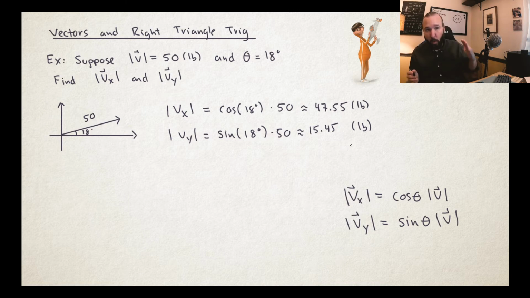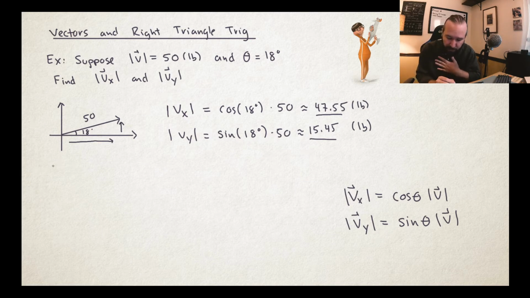So this force is pointing at a very shallow angle. Actually, I may have drawn my 18-degree angle here a little bit bigger than it really is. You can see that most of this force is in the horizontal direction, right? There's much more length in the horizontal direction, and there's really not very much length in the vertical direction right there. So the horizontal component is 47.55, and the vertical component is 15.45.